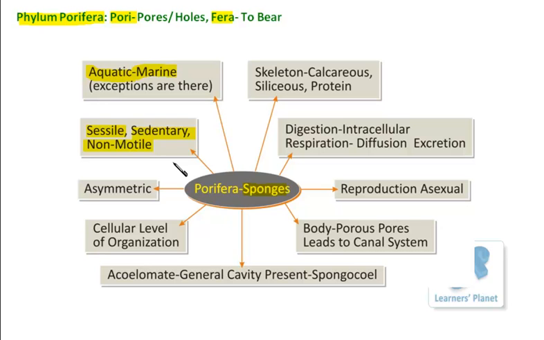Anyways, sessile means the body is thallus-like, right? It is a stalk-like structure, which does not even have a foot. So it is a simple stalk-like structure, and such a body is known as sessile, right? A thallus-like body which lacks the foot. Further, they are sedentary. Sedentary means what?